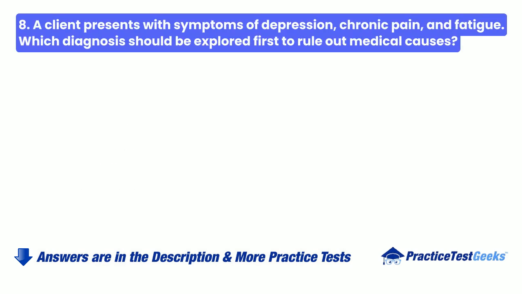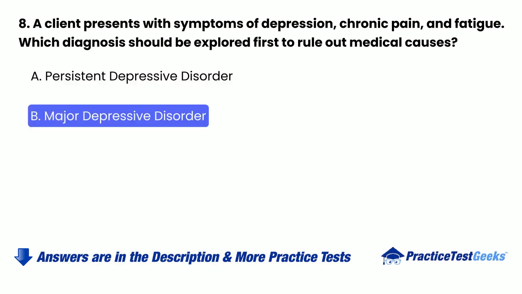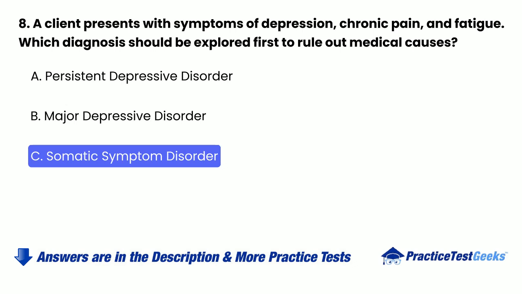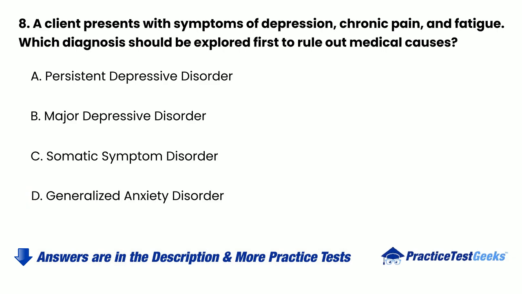8. A client presents with symptoms of depression, chronic pain, and fatigue. Which diagnosis should be explored first to rule out medical causes? A. Persistent depressive disorder. B. Major depressive disorder. C. Somatic symptom disorder. D. Generalized anxiety disorder.